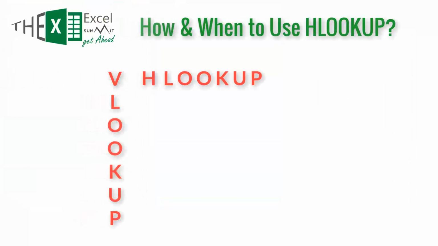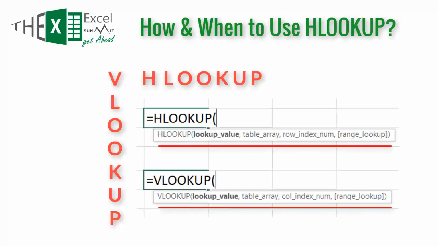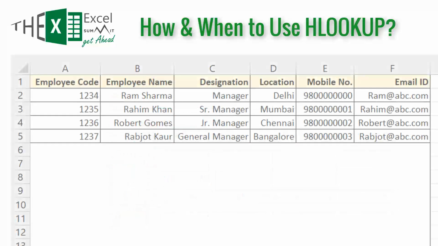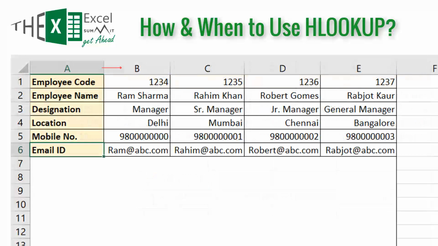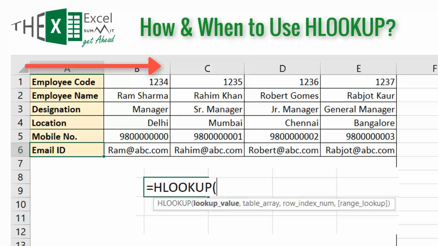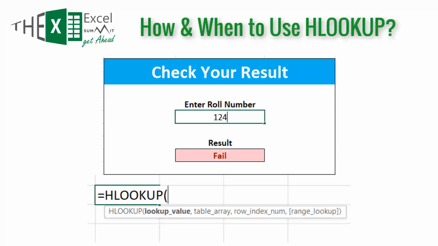HLOOKUP is the horizontal version of VLOOKUP. Both VLOOKUP and HLOOKUP have similar syntax and work in the same manner. When lookup values are arranged vertically, we use VLOOKUP, and when they are arranged horizontally, we use HLOOKUP. Applications where one can check their result by entering a roll number can be made using HLOOKUP.